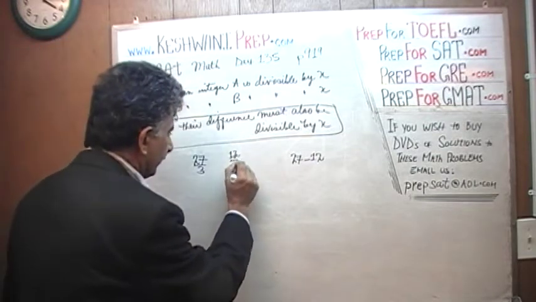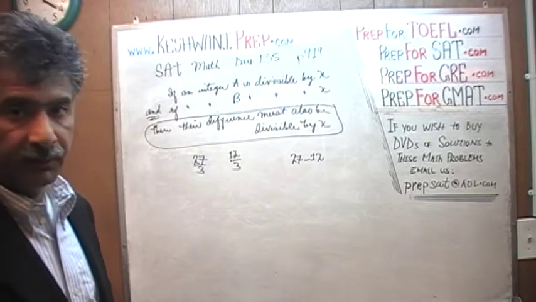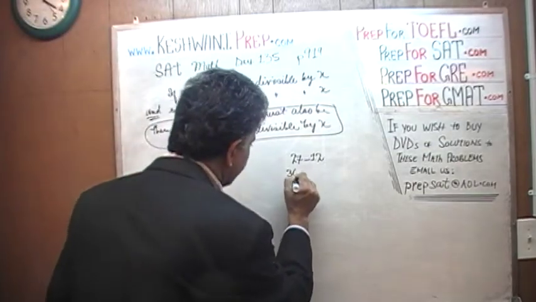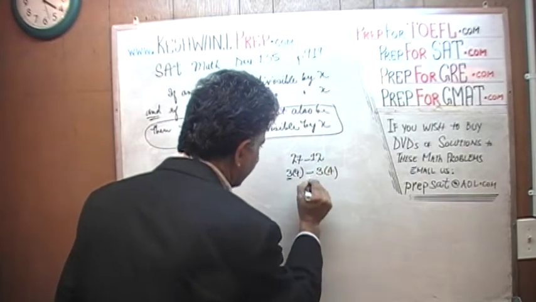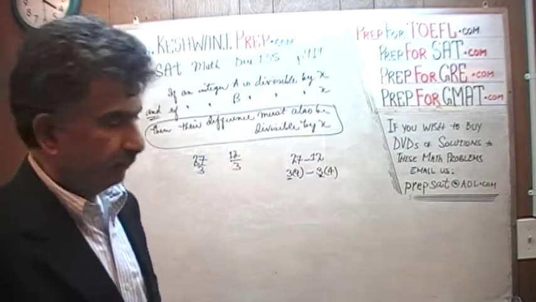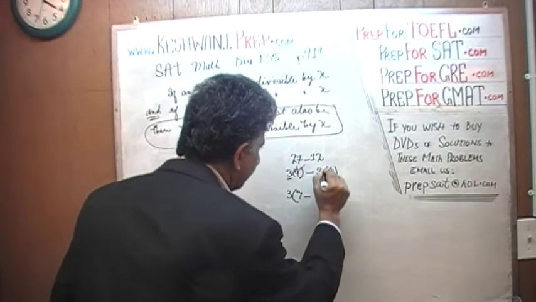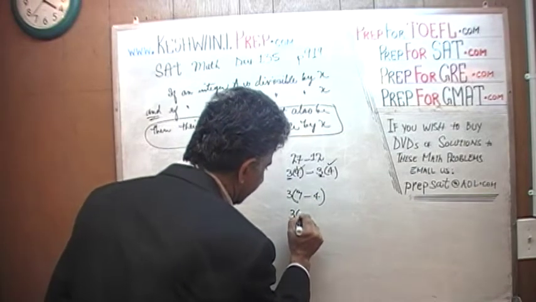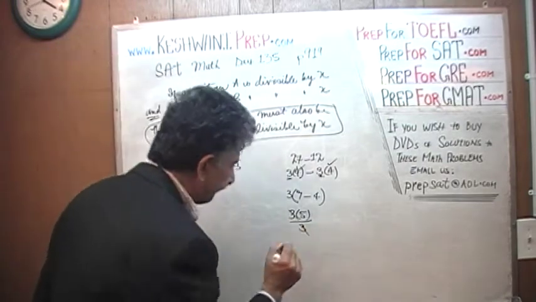If 12 is divisible by 3 and 27 is divisible by 3, then their difference must also be divisible by 3. And the reason is very straightforward, because 27 can be written as 3 times 9, and 12 can be written as 3 times 4. We have a factor of 3 in both of them. We can take it out common, and here we are left with 9, and here we are left with 4. And we end up with 3 times 5. And of course 3 times 5 is divisible by 3.